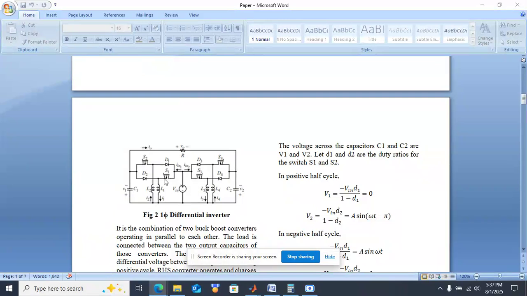When the switch S1 is on, the inductor L1 will be charging, at that time L2 will be discharging, and when the switch S2 is on, L2 will be charging and L1 will be discharging. Similarly for L3 and L4 for the negative cycle.